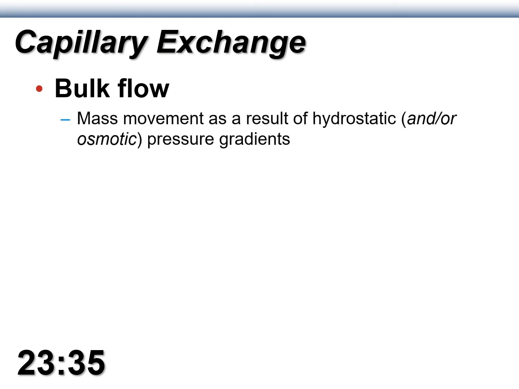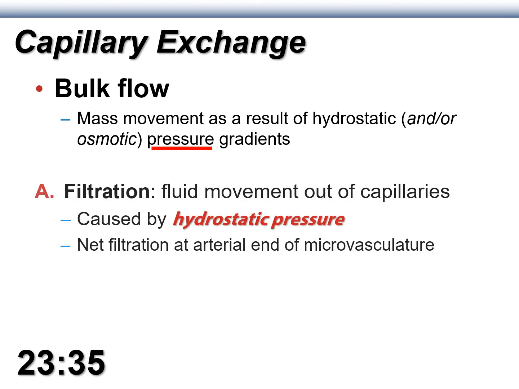So we have bulk flow, and that's the mass movement as a result of hydrostatic pressure. Yes, osmotic pressure can play a role in this as well. So if you have differential osmotic pressure, you can get bulk flow. But most of what's going on with bulk flow in this situation is hydrostatic. That is to say, the ambient pressure between the blood plasma and the interstitial fluid. But it's pressure gradients that drive this. It's not concentration gradients.